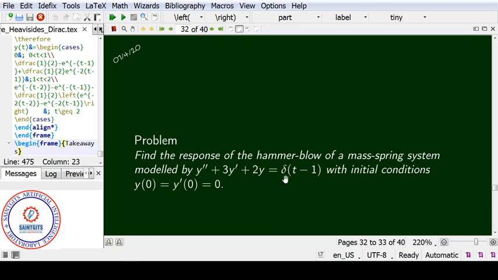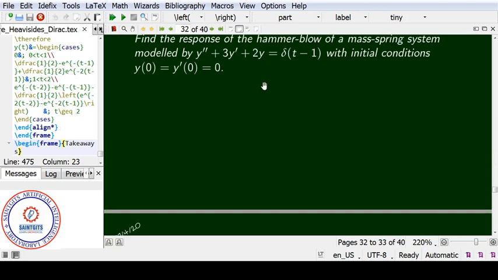In this problem, we consider the Dirac delta function as R of t. The problem is to find the response of the hammer blow of a mass spring system modeled by y double dash plus 3y dash plus 2y is equal to delta of t minus 1, with initial conditions y of 0 and y dash of 0 equal to 0. So the solution procedure is the same as in the previous session. We apply the Laplace transform on both sides, then substitute the initial values, solve for y bar of s, and finally take L inverse. That's all. The only change is in the right side: instead of t square and e raised to function like that, we have delta of t minus 1 in the R of t section. That is the only difference. Okay, we start the solution.